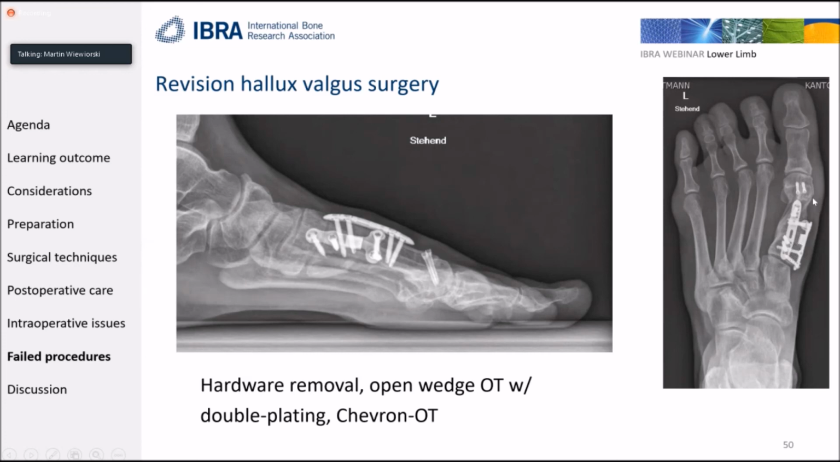And this is 6 months after the surgery. And I think also the situation is sufficient. But in this, this is a lot of hardware, and you don't have a lot of soft tissue there, so we had to remove the implants at a later point.